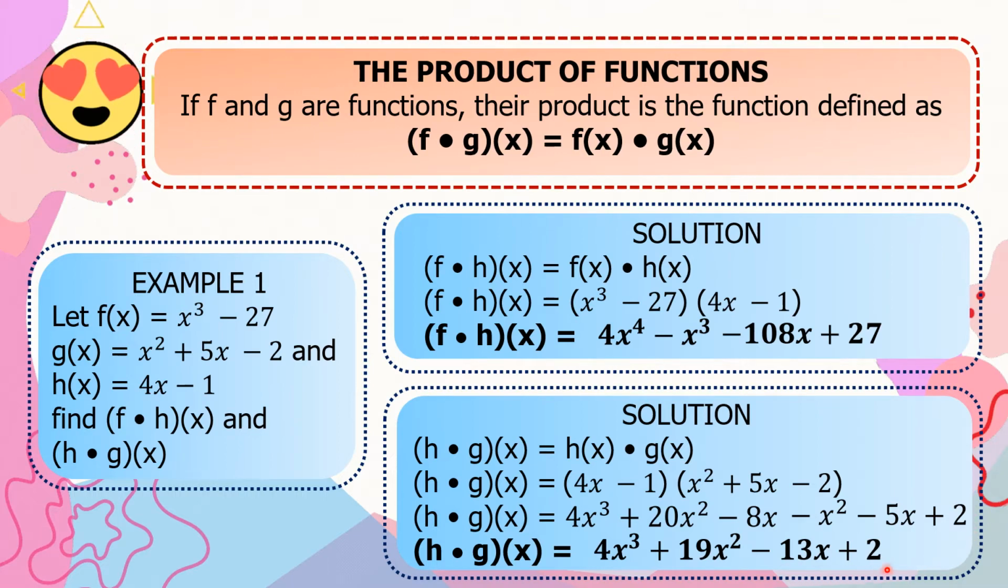And then, we have the constant term which is positive 2. I-bring down lang natin yun since wala siyang kasimilar. So, the final answer now of h times g of x is equal to 4x cubed plus 19x squared minus 13x plus 2.